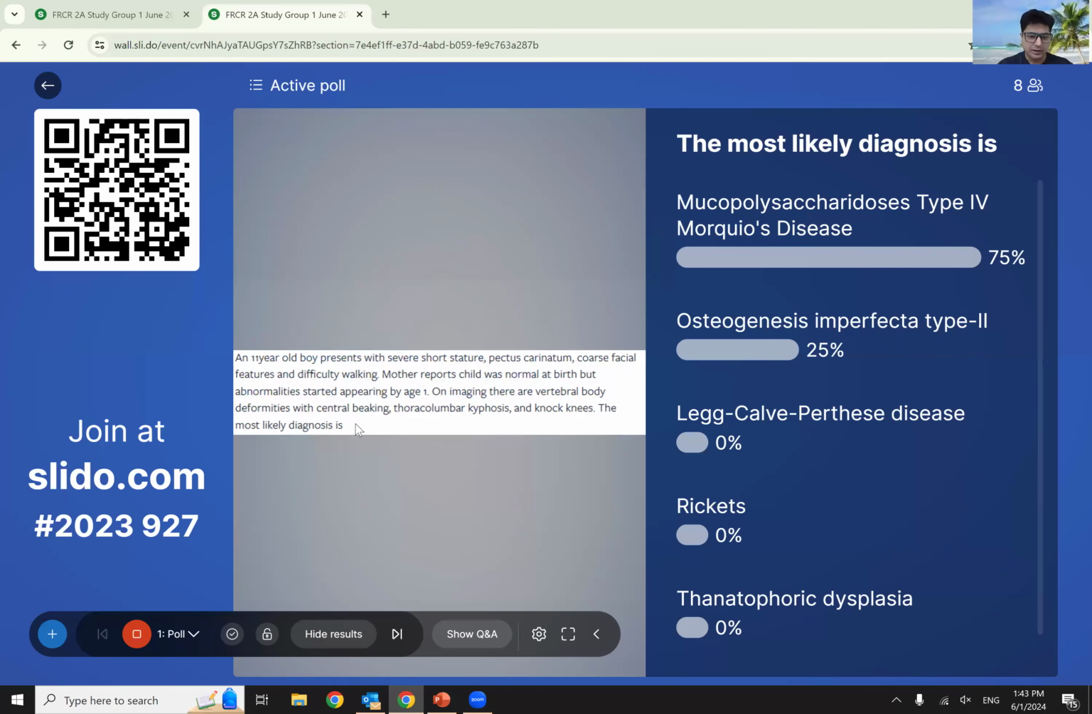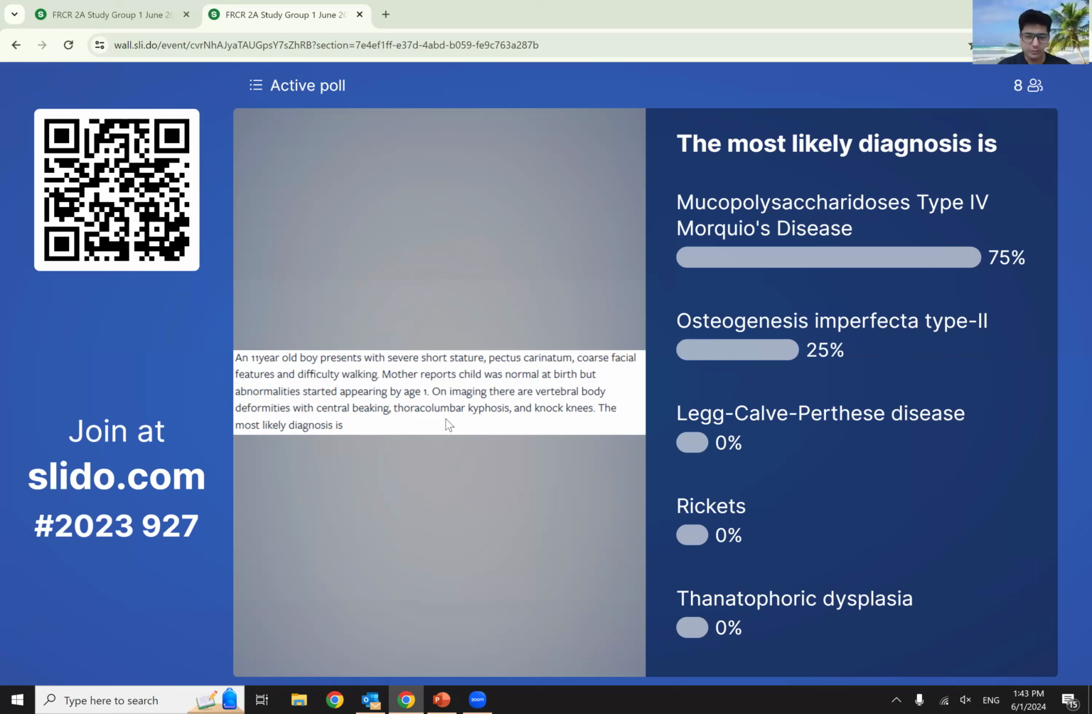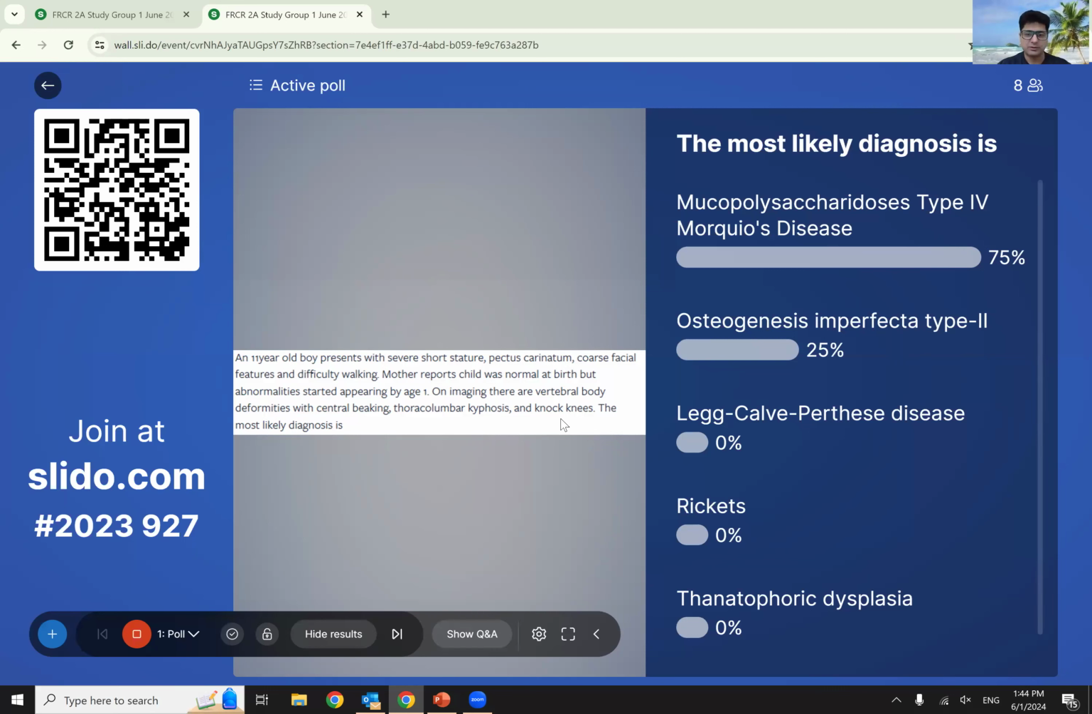The other thing is the central peaking of the thoracolumbar kyphosis. That's seen in Hurler's disease. That's also seen in achondroplasia, which is not here as an option. And then kyphosis and knock knees are also characteristic features of it.